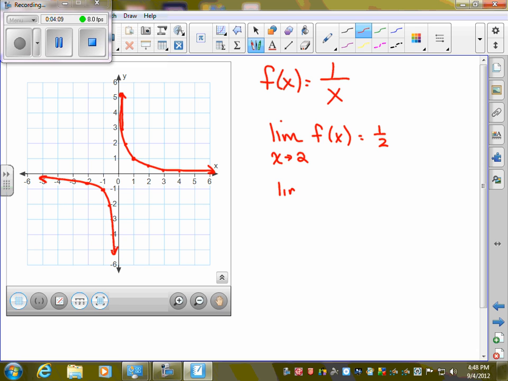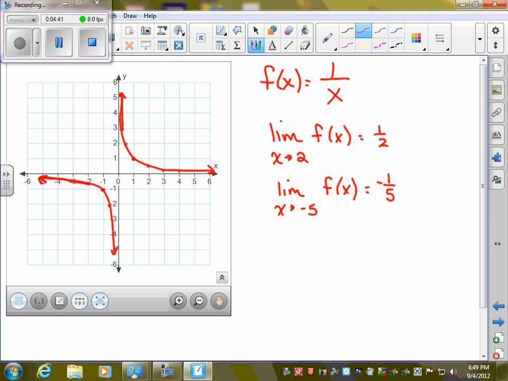We could also talk about what's the limit as x approaches negative 5. So as I go over here towards negative 5, and I follow the graph, I'd see that my y value would be getting close to negative 1/5. So if I pick a number that's smaller than negative 5, I should expect my answer being close to negative 1/5. And bigger than negative 5 would also be negative 1/5. So then I would say my limit as x approaches negative 5 might be negative 1/5.